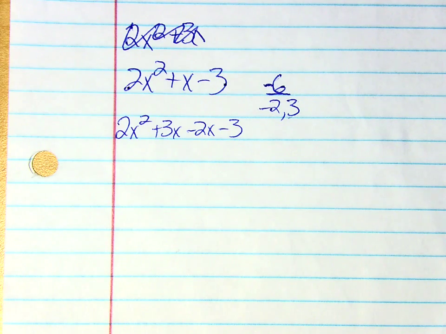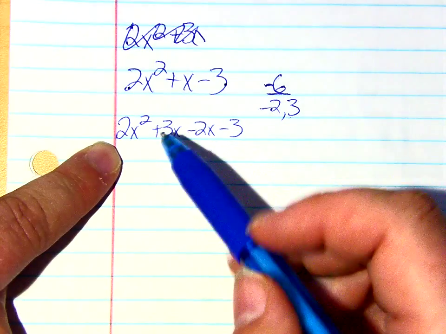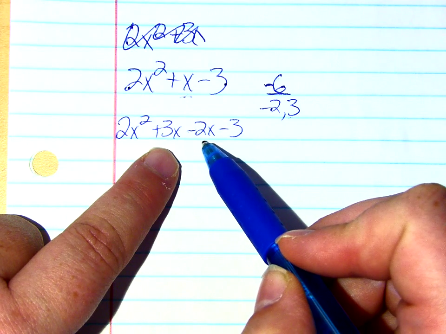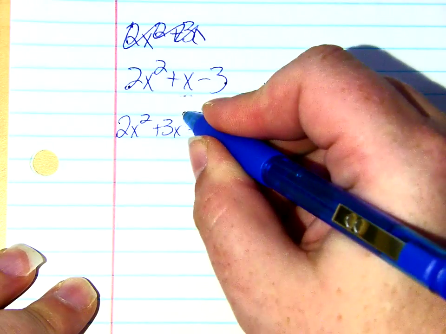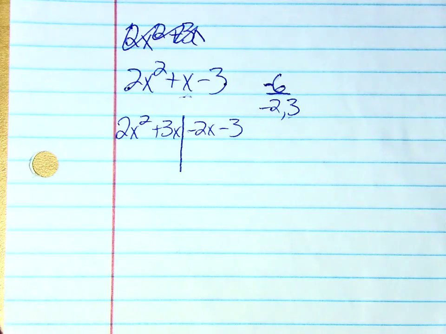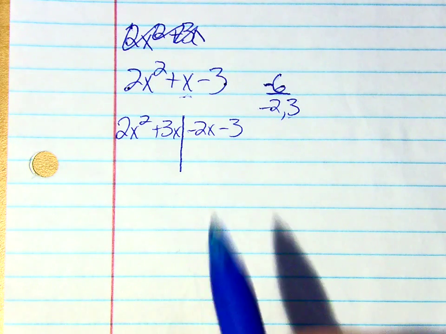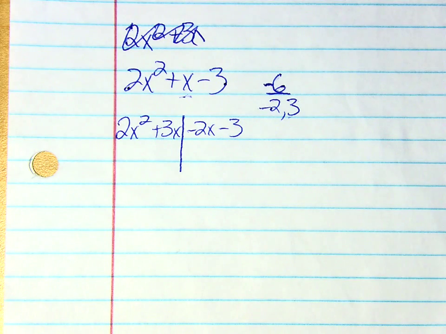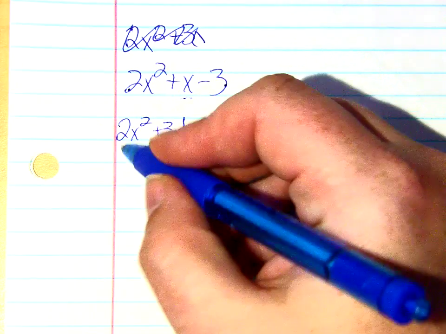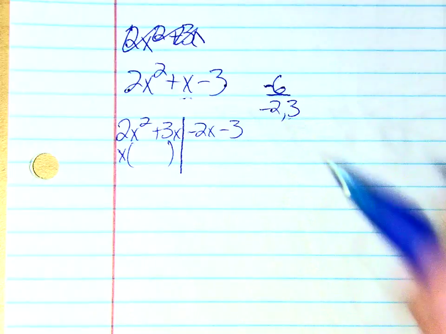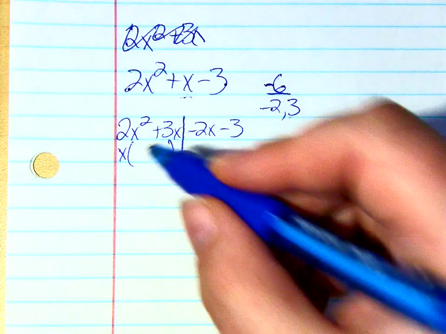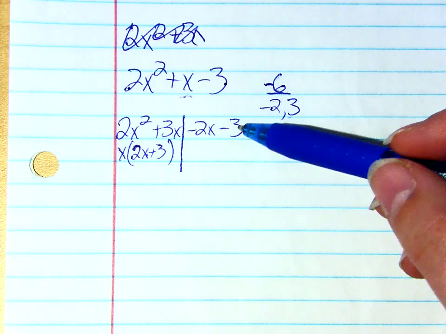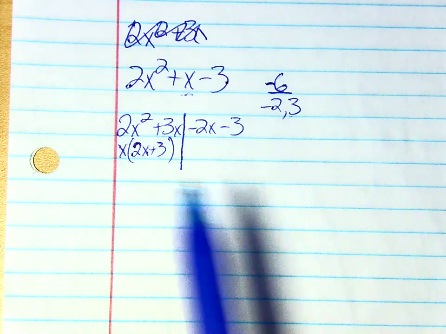Everybody's okay? So I rewrote the trinomial, but now I replaced the middle term with the two factors I just found. Now, split it down the middle, right after that second term. So from the front, 2x squared plus 3x, what can I take out? Just an x. And what would be left behind? 2x plus 3. Good.